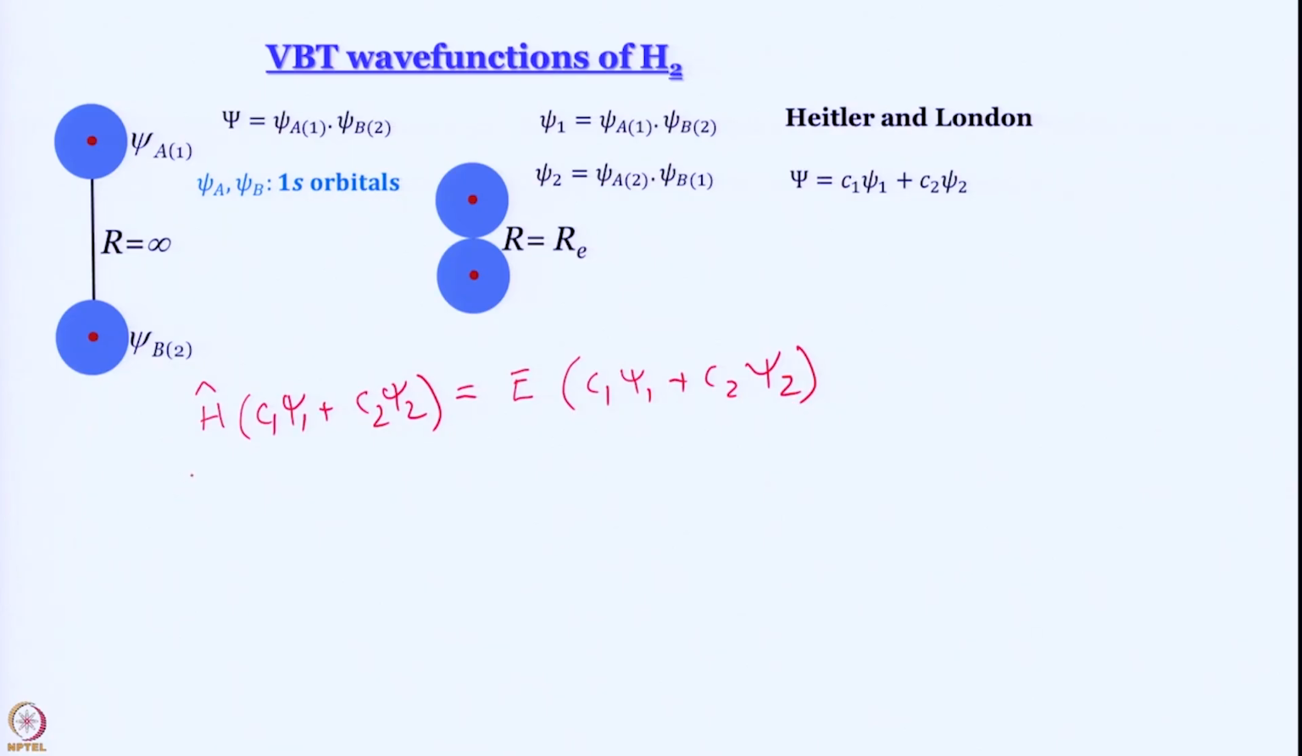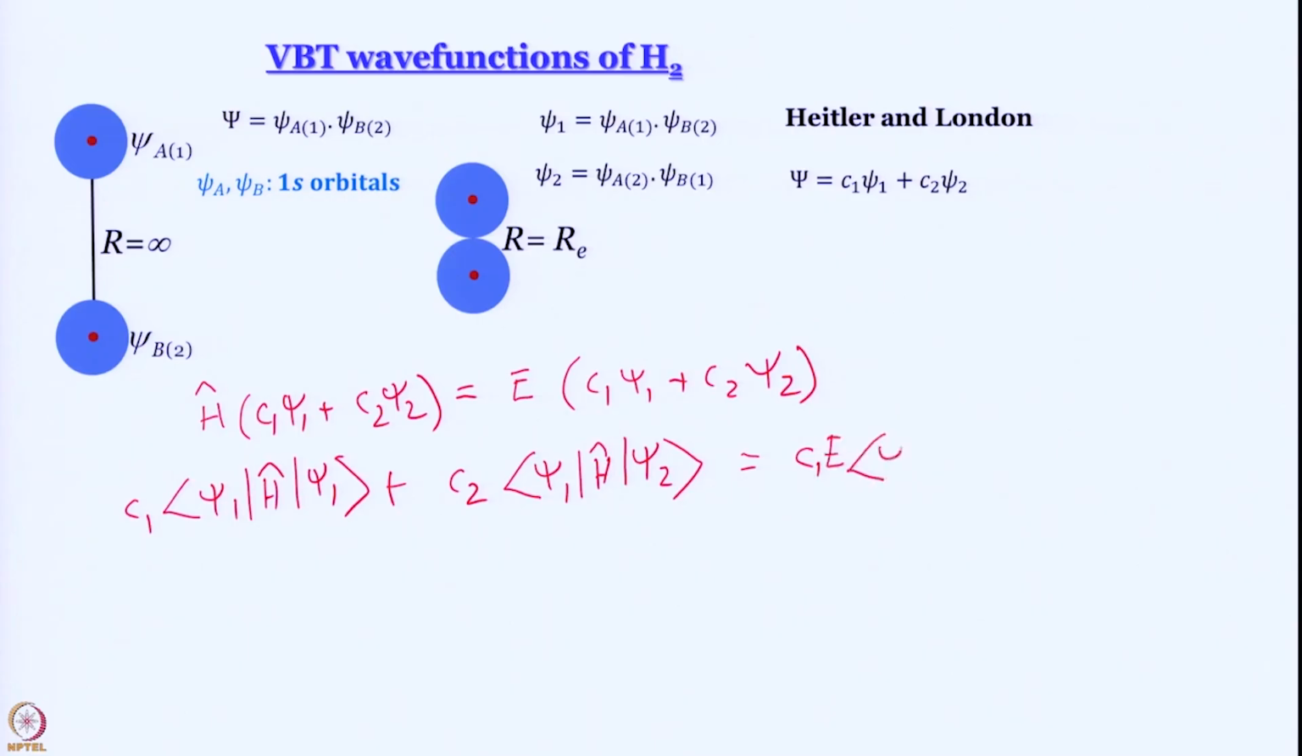So, what do I get then? Integral psi 1 H psi 1, and C1 comes out, plus C2 integral psi 1 H psi 2 is equal to C1 E integral psi 1 psi 2 plus C2 E. I am taking E to be a constant on the right hand side because E is the eigenvalue, even though we cannot solve it and find it, it is there.